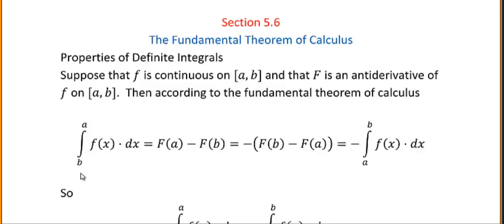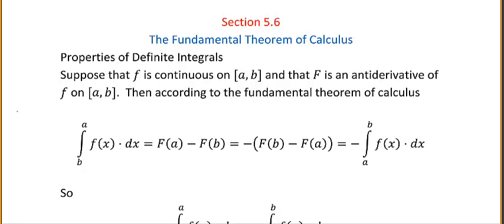In this video, I'd like to talk about some properties of the definite integral and then use those properties to calculate some integrals. And also I'd like to point out one warning. Okay, so sometimes the limits of integration are interchanged.